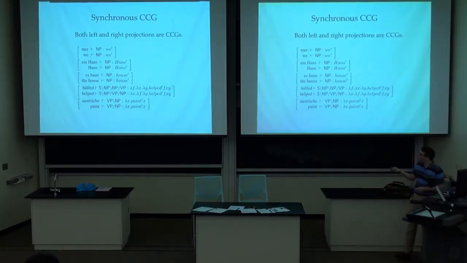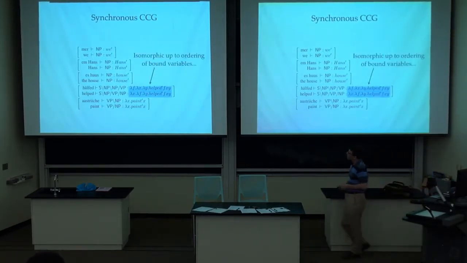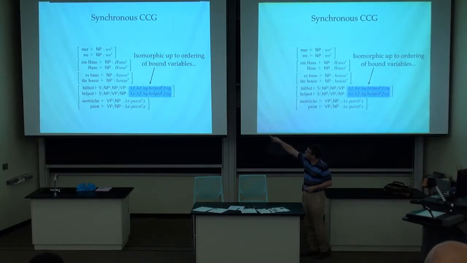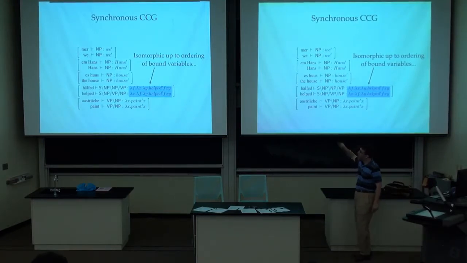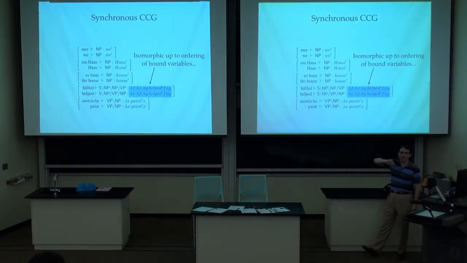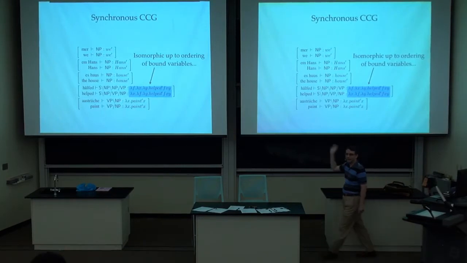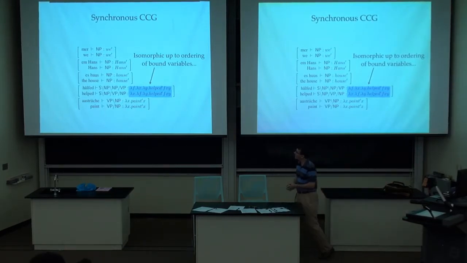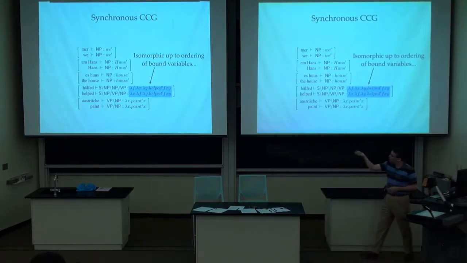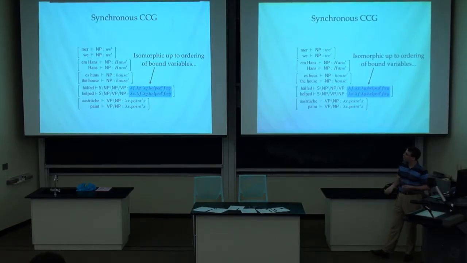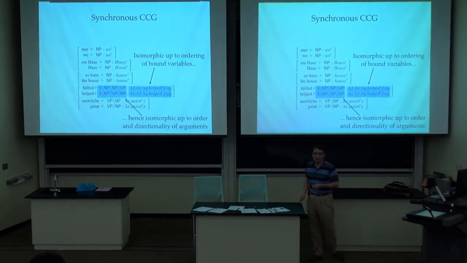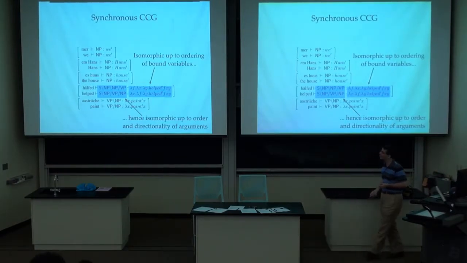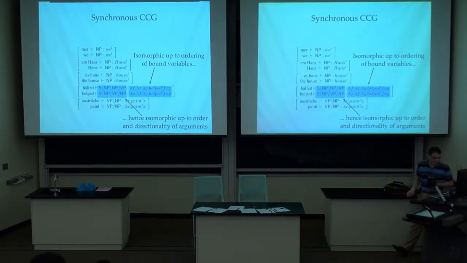The other thing I want you to notice, we're going to require that the semantics of these words are isomorphic up to the ordering of the bound variables. So that means we're defining a lexicon and we're explicitly saying that these words have identical semantics. And they take some equivalent set of arguments. So because of this interface between syntax and semantics, we get isomorphic up to the ordering direction of the arguments in the syntax. All right?